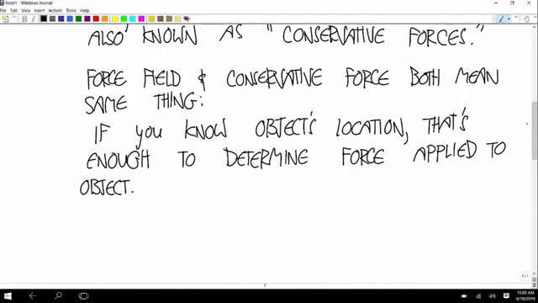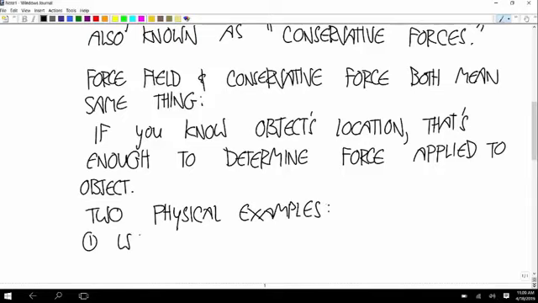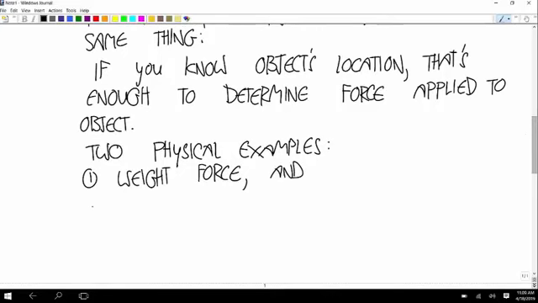For us, there are going to be two physical examples, and then there'll be some problems that are sort of more mathematical too. But the two physical examples that we'll use are first the weight force, and second the force applied to an object by a spring.